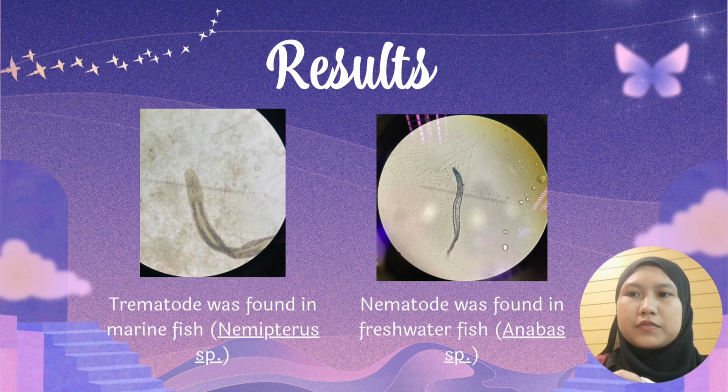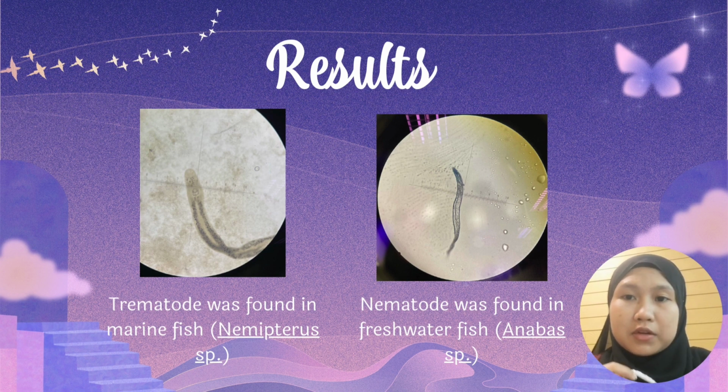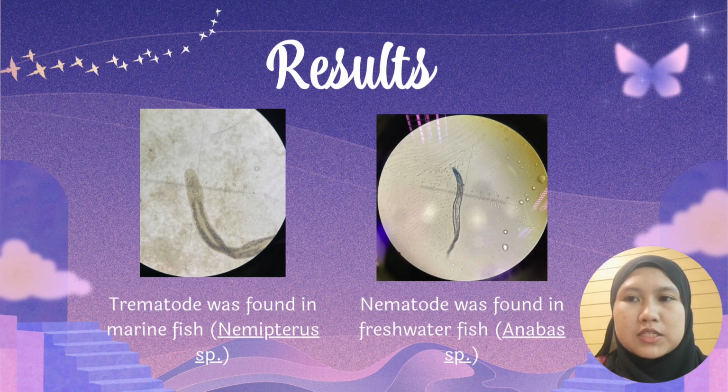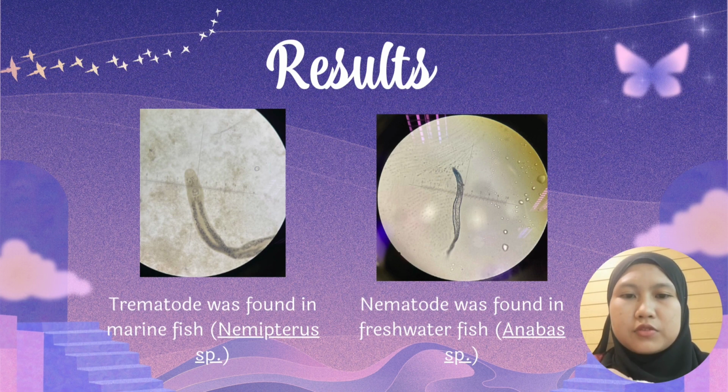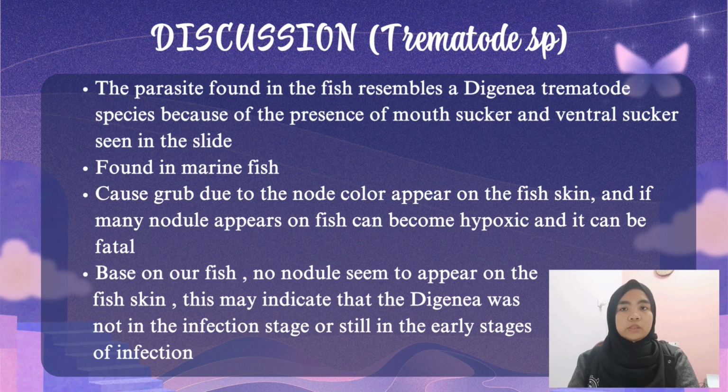For the result part, after the diagnosis process was carried out on these two types of fish, we found trematodes in the marine fish sample, at the skin area. For freshwater fish, which is Anabas species, nematodes are found in the gill area. And for the processed product, which is sardine, no parasite has been found. Now, I will continue with the discussion.